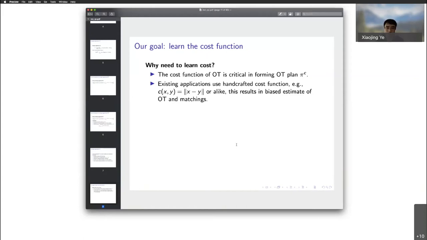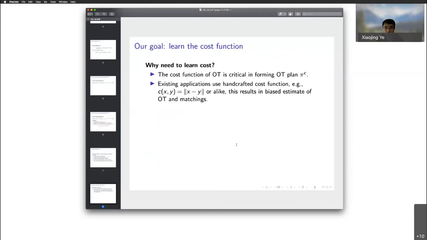And in practice, although people want to use Wasserstein distance or optimal transport for their specific applications, the choice of this cost function is very influential and will impact their results a lot.